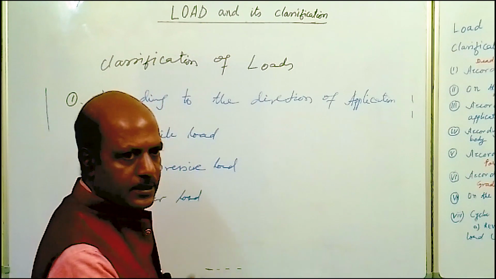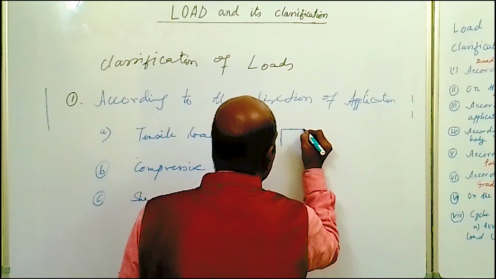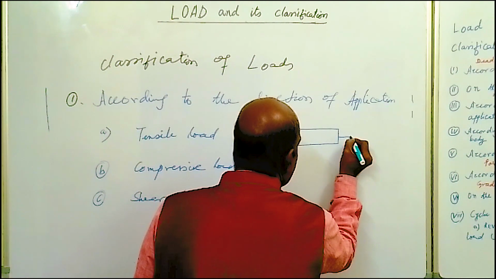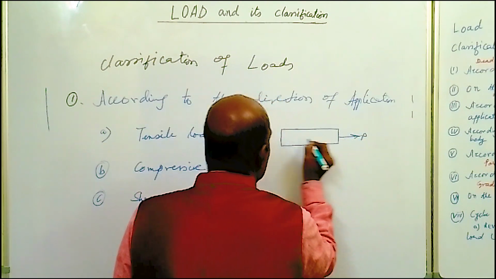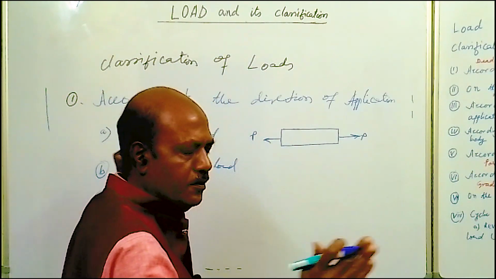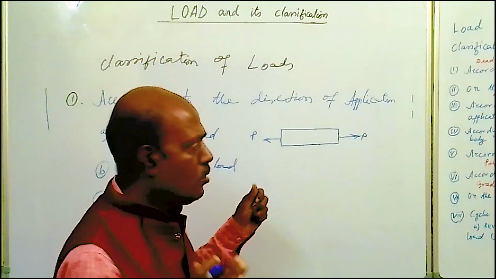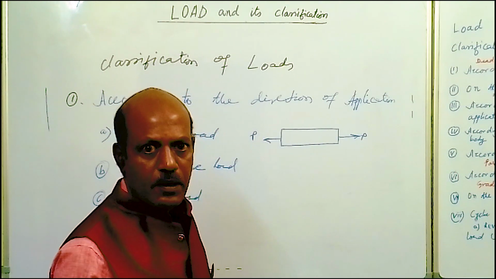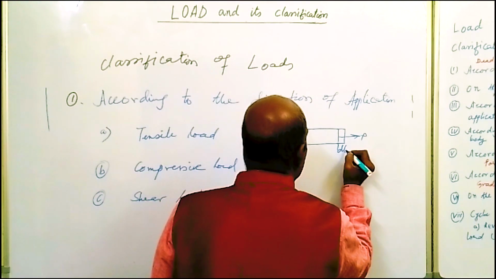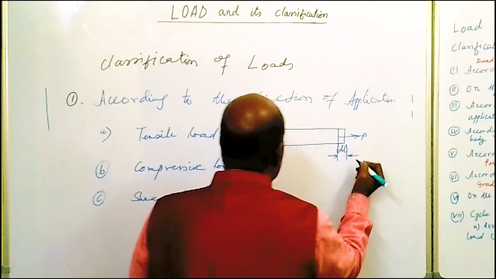Now, if we see the first kind of load, say a body is under load P and the direction of the load is shown in the figure. If this is the direction of the load, it will cause the extension of the member. The load which causes the extension of the member is called the tensile load. That is, the size of the member will increase because of this kind of load applied over it. So, that is called tensile load.